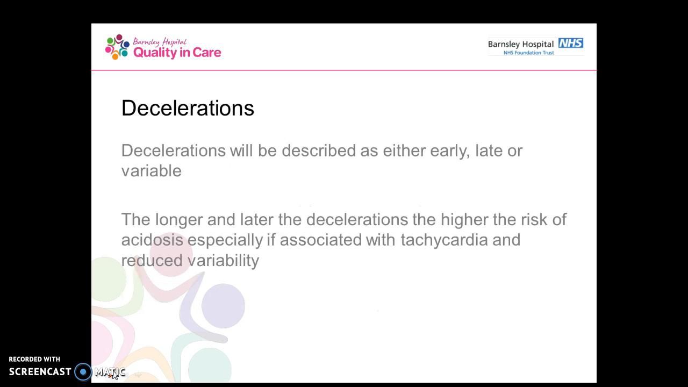Right, so if we're looking at decelerations then, if you've got decelerations on your tracing, you need to be able to describe what they're like and where they are occurring in relation to your contractions. So we describe them as either being early, late or variable. And when we're looking at decelerations and you're interpreting your CTG, the longer and later the decelerations are, the higher the risk there is of acidosis, especially if you've got other changes on your CTG, such as your baby's heart rate increased or reduced variability.